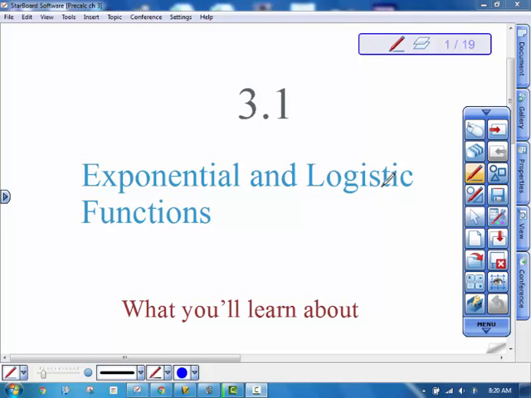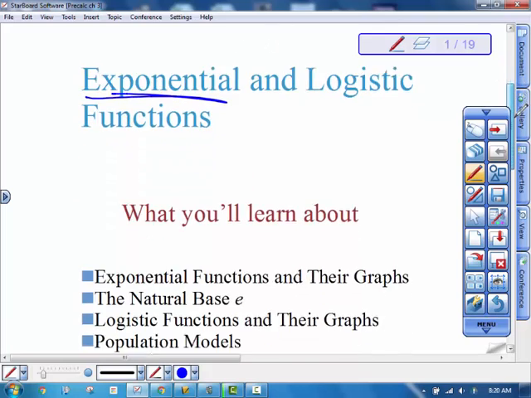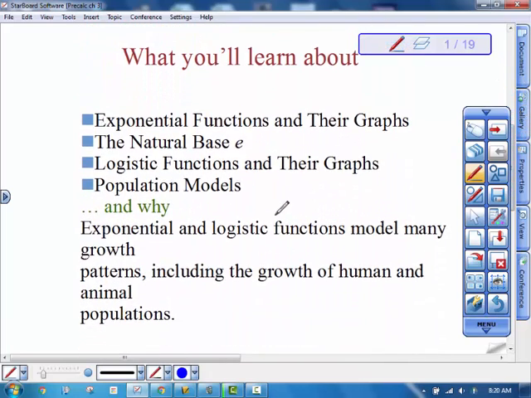Okay, we're going to talk about exponential and logistic functions. The homework's going to mainly focus on exponential. Logistic is not something I'm going to really test you over, but it's interesting. It does have some real-world application that we should look at just for the sake of having a conversation about math.